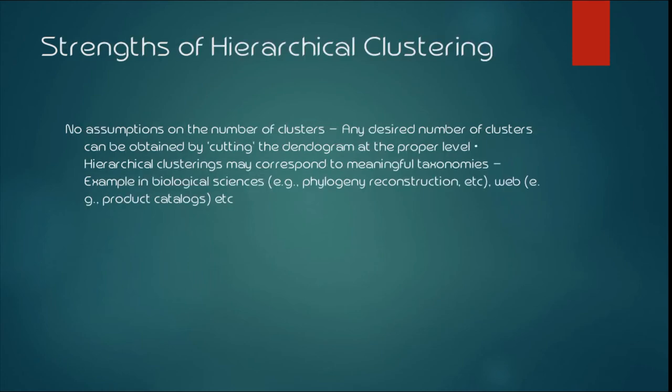Strength of hierarchical clustering: no assumption on the number of clusters. Any desired number of clusters can be obtained by cutting the dendrogram at the proper level. Hierarchical clustering may correspond to meaningful taxonomies. Examples in biological science, for example phylogeny reconstruction, etc. Web product catalogs.